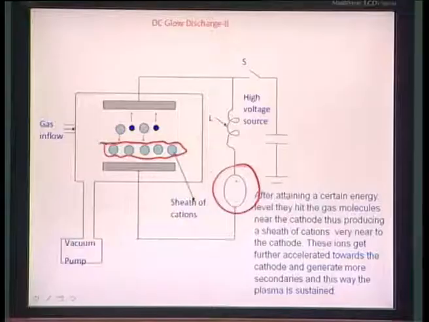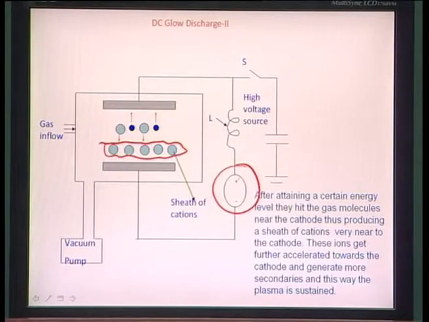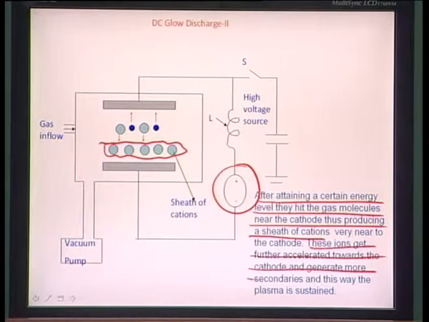And the energy source here, the bias, is supplying all the energy into this system. Whatever energy is coming here is from the bias voltage source, and this electrical energy is converted into this continuous plasma generation process. So in a nutshell, after attaining a certain energy level, the electrons hit the gas molecules, and very near the cathode they produce a sheath of cations. These ions get further accelerated towards the cathode and generate more secondaries, and this way the plasma is self-sustained. That is how a DC glow discharge typically works.